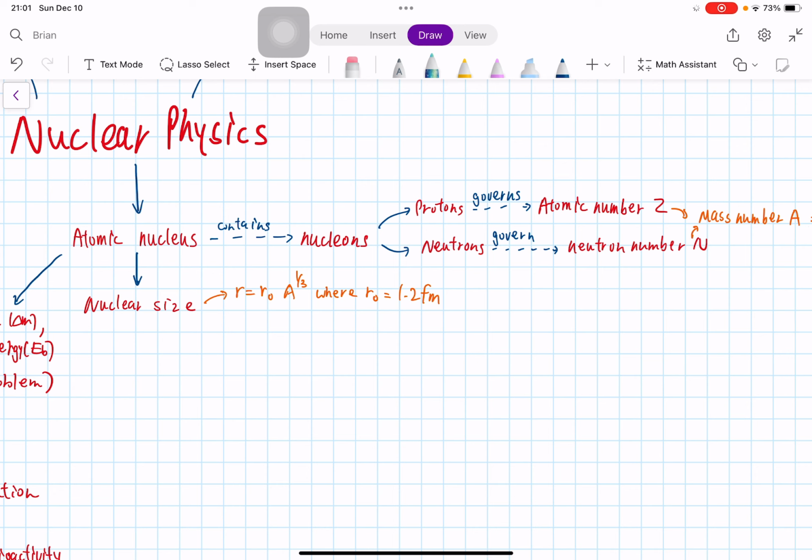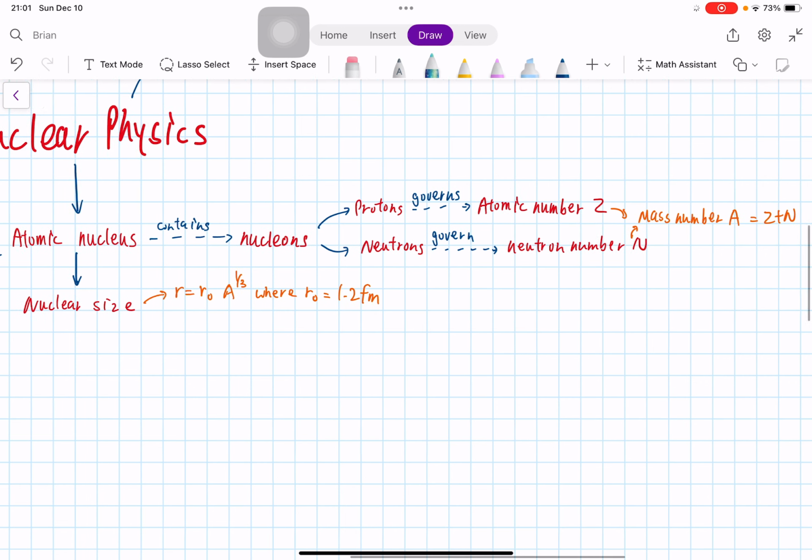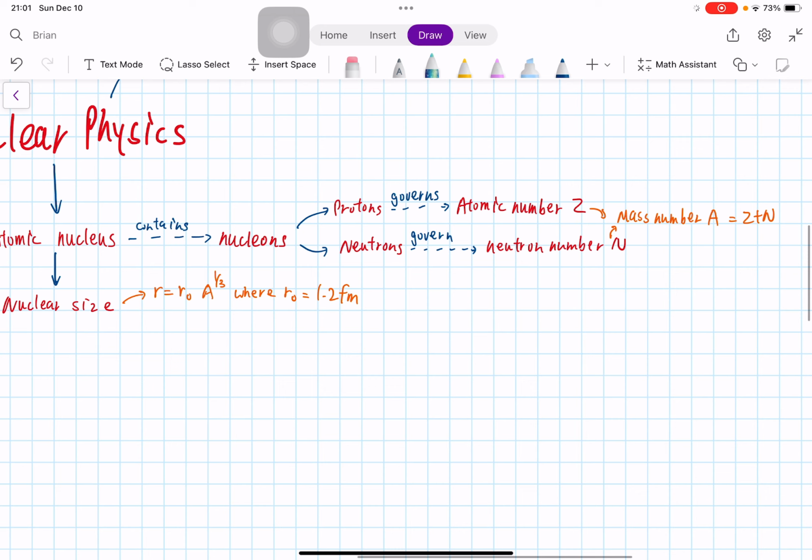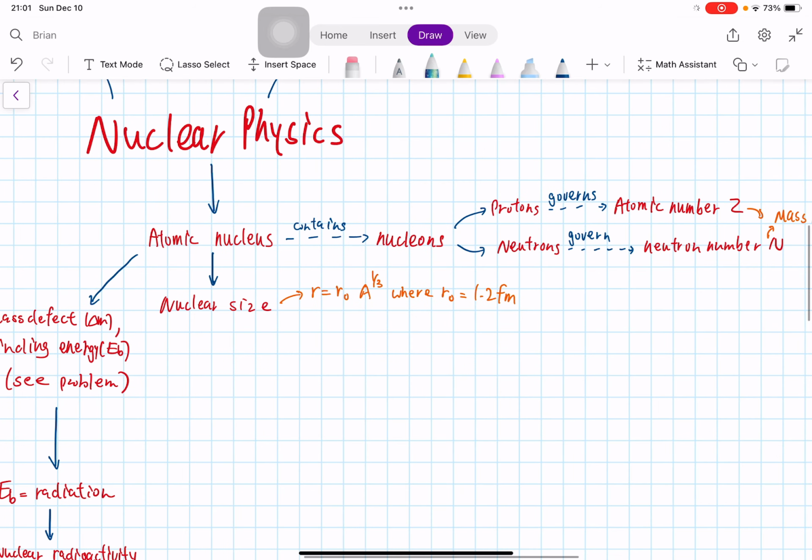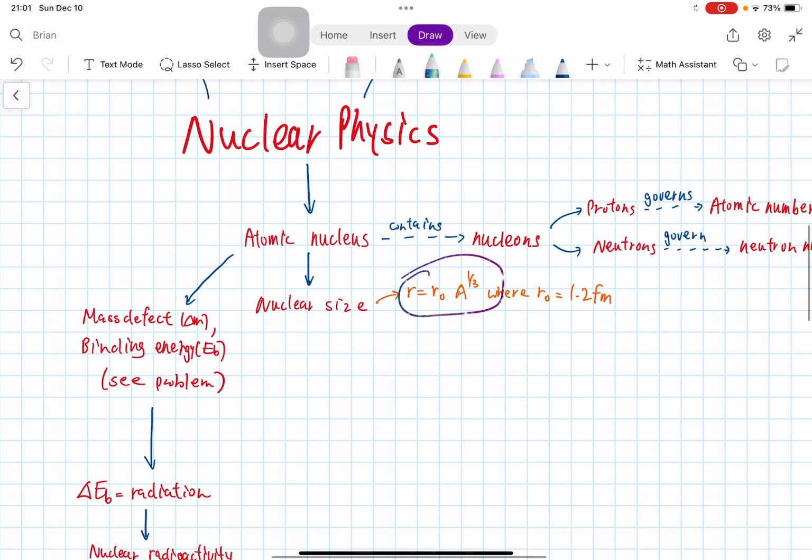The protons tell us the atomic number, like which element we are referring to, and the neutrons tell us the neutron number, which when combined with the number of protons gives us the mass number. When we're looking at the nuclear size, we have an equation that tells us that for a certain mass number of the atom, it should have a certain radius of the whole nucleus.